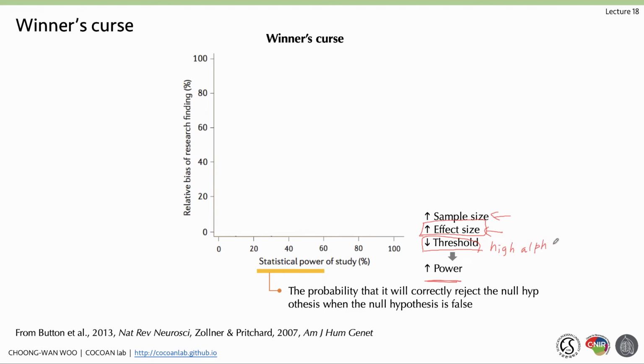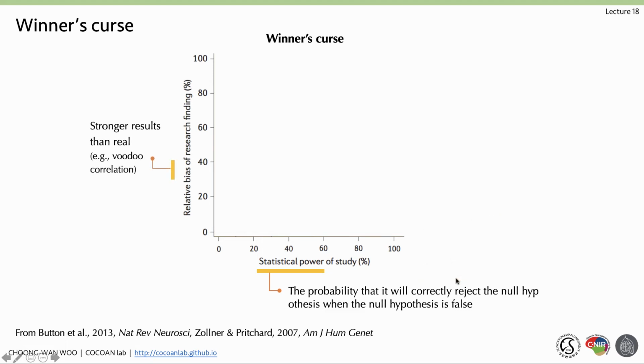As we said, there is a trade-off between type 1 error and type 2 error, and this means that we are increasing alpha, and then we are going to get more power because we have the small beta and power is 1 minus beta. Therefore, if we increase the alpha, if we increase the probability of type 1 error, we are going to get more power. That means we are going to reject the null hypothesis more often, and then we can detect a real signal there. And here the y-axis is the stronger results than real, the bias.